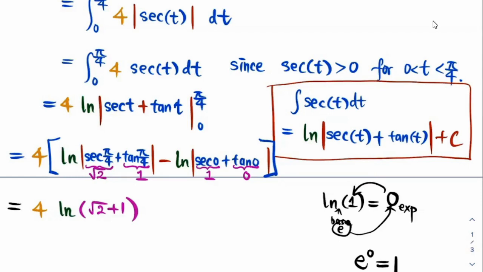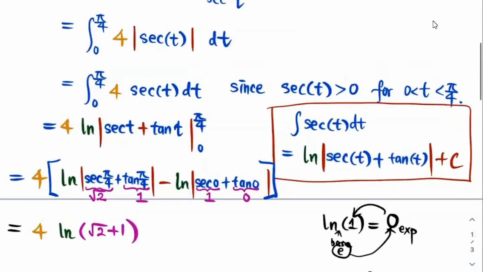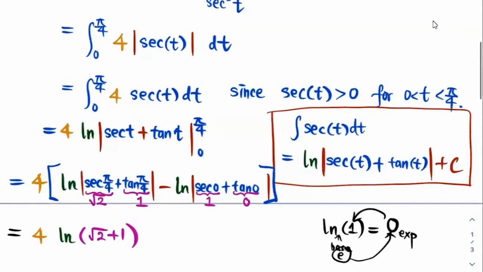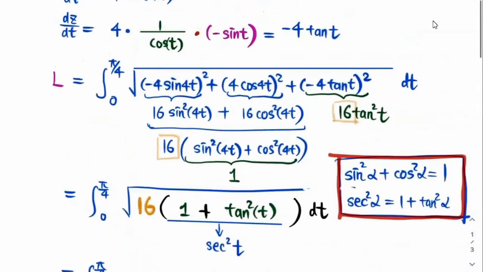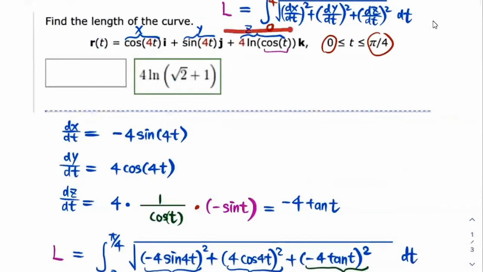I think this problem was a little bit harder because it requires you to remember the formula for the antiderivative of secant. Also, you need to remember these two trig values. Now, this formula here we already talked about in class, so maybe it's still fresh in your mind. But yeah, you did it.